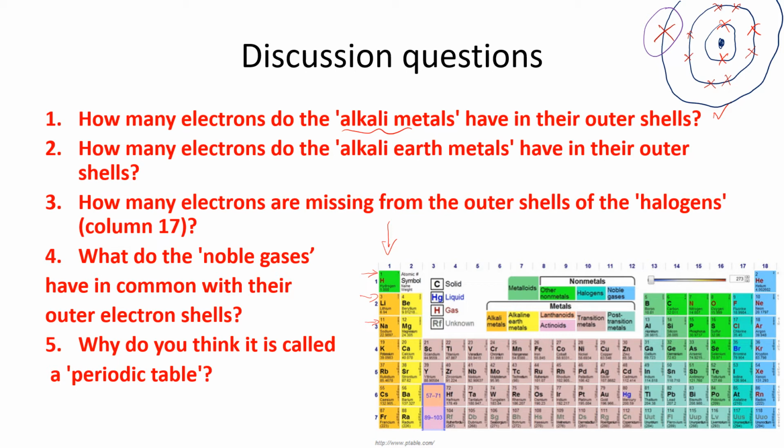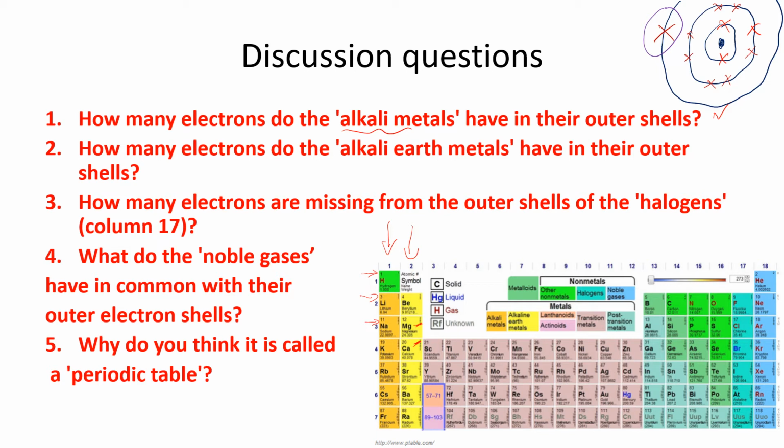So that's your first question. How many electrons do they have? 1. Question 2. How many electrons do the alkali earth metals have? Now the alkali earth metals is the next column, or group 2. So you can see you've got Be, beryllium, Mg is magnesium, Ca is calcium, we spoke about him last time, and so on down the group there.